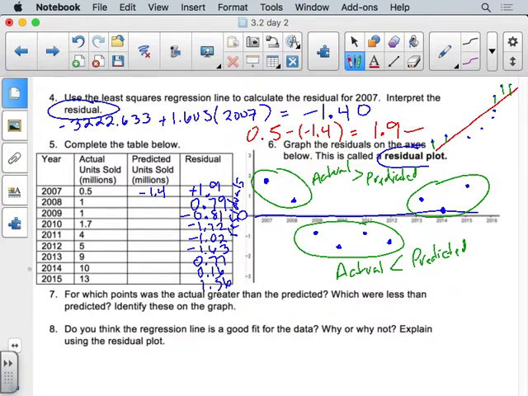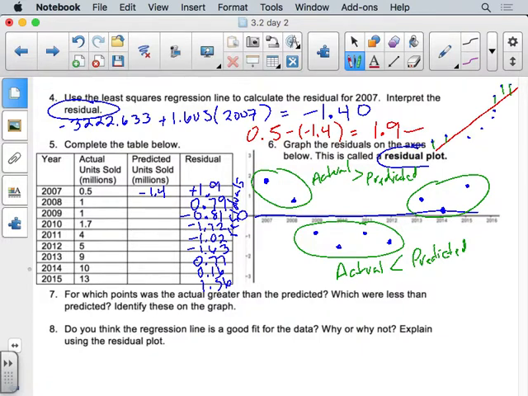Just looking at a residual plot. It's not a graph, it's not a scatter plot, so this is a whole different thing. You take your scatter plot, you calculate residuals, and then you have a 0 residual, and you just plot them above or below.